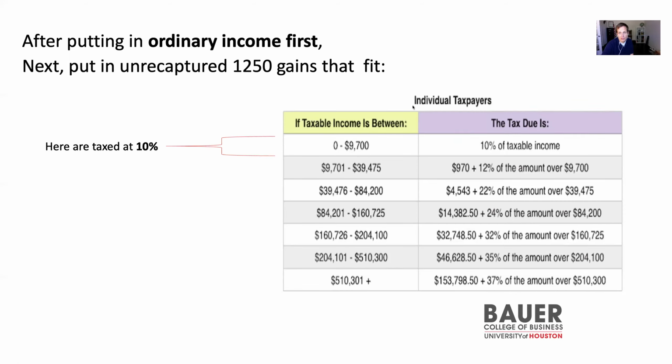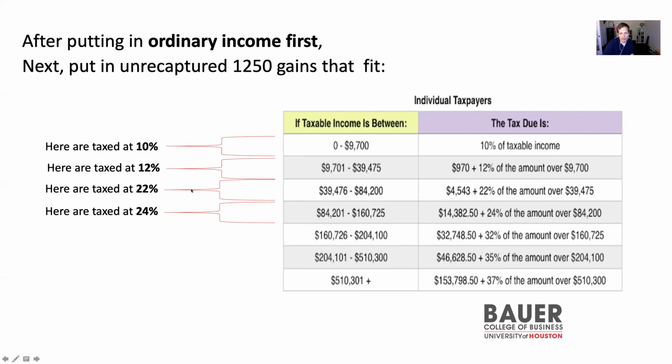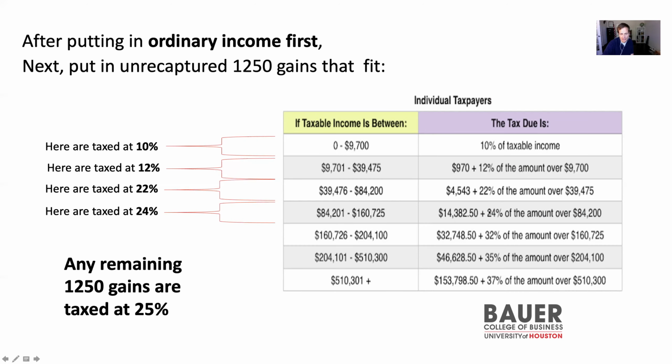If I only had 8,000 of ordinary income, a 1250 gain that fit here, the other 1,700 that's left will be taxed at 10%. If it fit here, 12%. If it fit here, 22%. If it fit here, 24%. So what that's saying is, if the ordinary rate it would be taxed at is less than 25%, then I can use that lower rate. Beyond that, it won't go up to 32% after that. It can only go up to 25% on those unrecaptured 1250 gains from real estate.